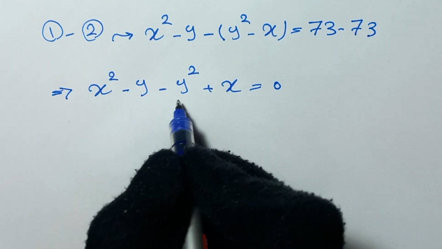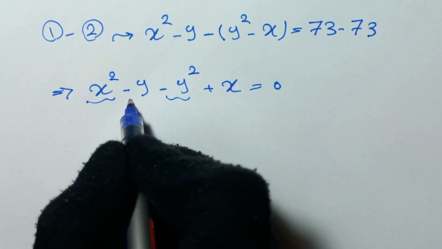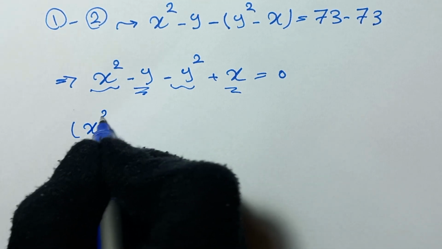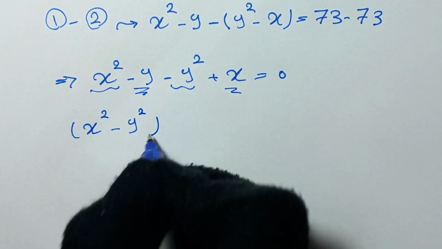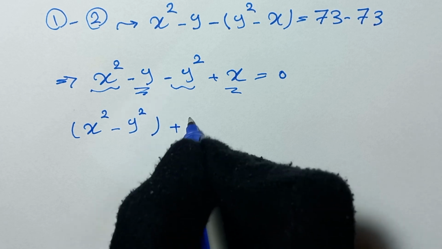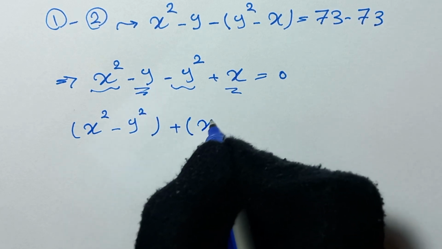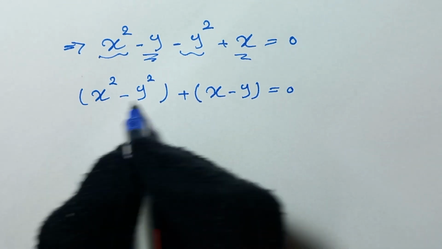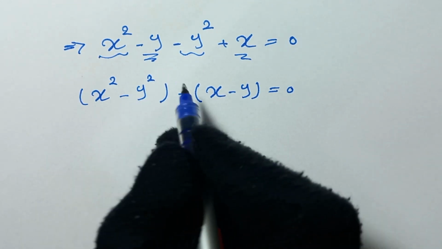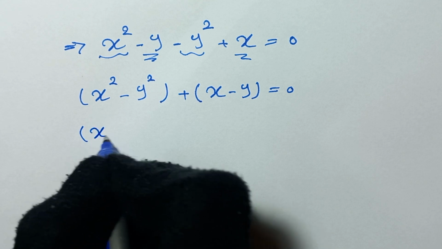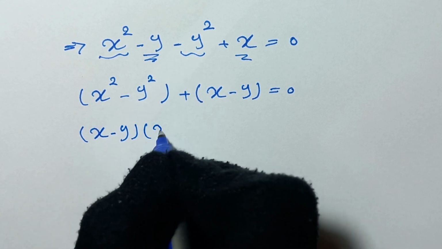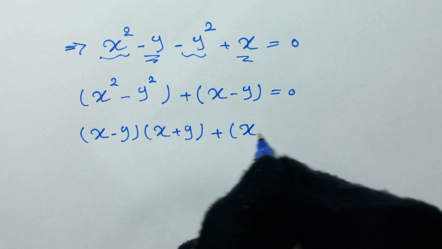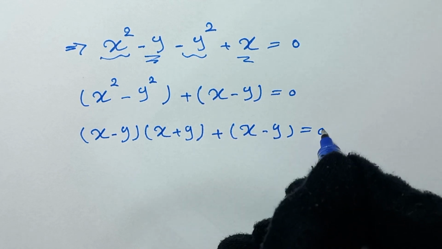In the next step, we group these two parts together and these two parts together, so it will be x squared minus y squared plus x minus y equals 0. Here, x squared minus y squared is in the form of a difference of two squares, so we can write this as x minus y times x plus y, plus x minus y, equals 0.